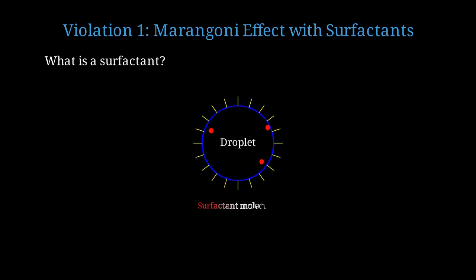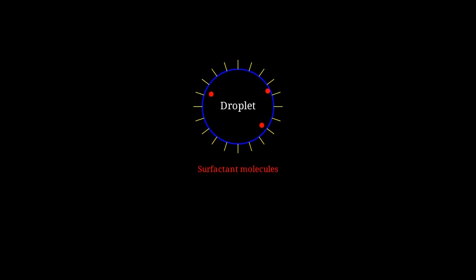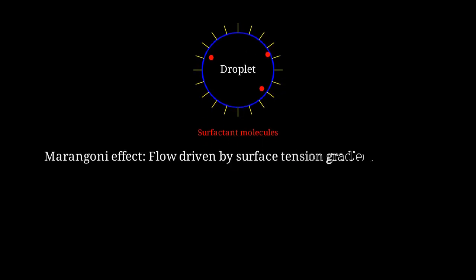Imagine a droplet in water with surfactant molecules on its surface. These molecules lower the surface tension. The Marangoni effect is a flow driven by gradients in surface tension. If one side of the droplet has more surfactant, surface tension is lower there. The surface velocity is proportional to the gradient of surface tension gamma. Fluid flows from low surface tension to high surface tension regions.